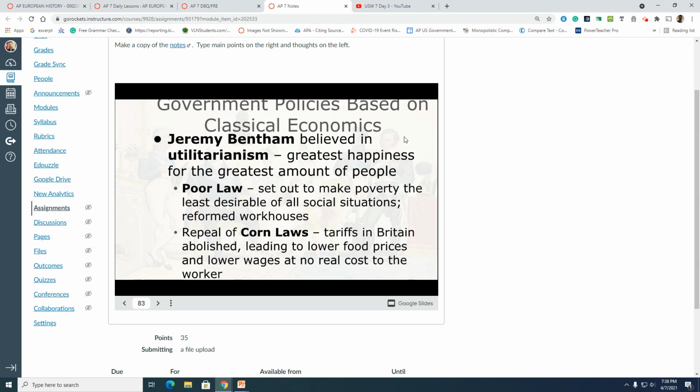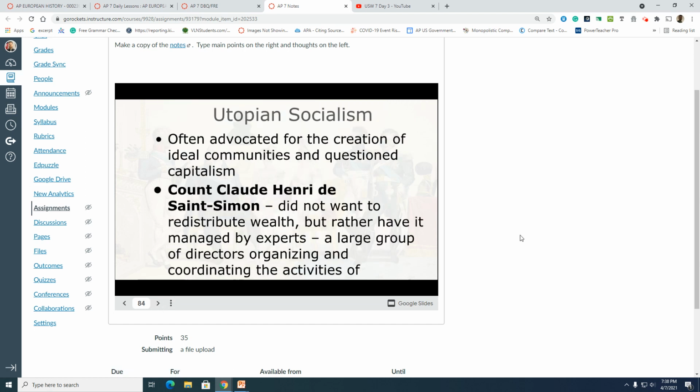Jeremy Bentham advocated for utilitarianism, which meant that he believed we should focus on the greatest happiness of the most amount of people. But that also means you have to sacrifice the wants and needs of the minority. A poor law was passed, which set out to make poverty the least desirable of all social situations and move more people into the bigger, happier group by establishing things like workhouses for the impoverished. Also, corn laws were repealed because that helped lower prices for food, which helped increase standard of living, so the greater good, instead of just benefiting large-scale rural landowners.